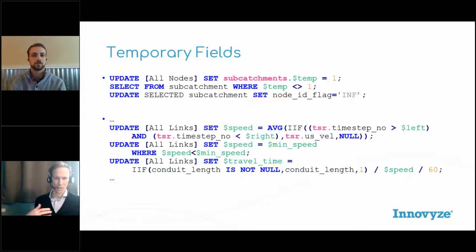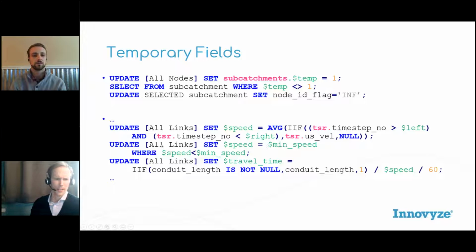And because we've now created temp, any subcatchment that doesn't have a 1 means that it doesn't have a corresponding node. So then the next line, we just select from the subcatchment now where temp is not equal to 1. This will select all of my subcatchments that don't have a corresponding node. And then we can just flag all of those. So we say update selected subcatchment, set node ID flag equal to whatever flag.